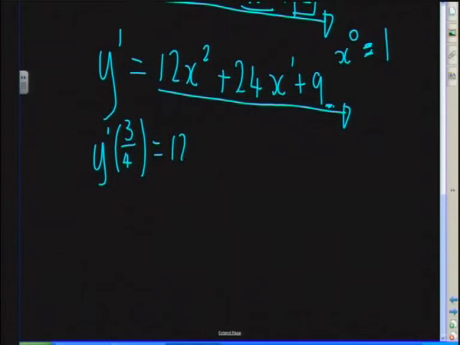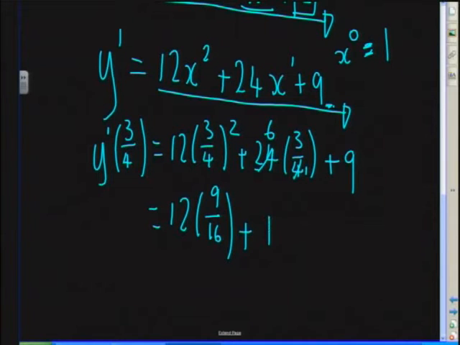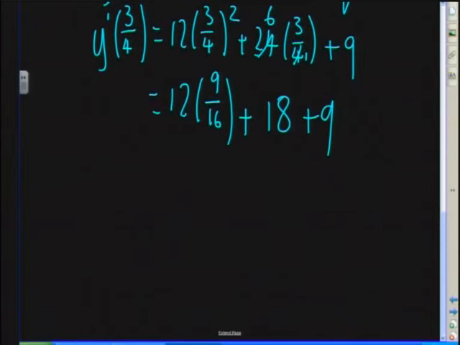We're going to say 12 times 3/4 squared plus 24 times 3/4 plus 9. This is going to give me 12 times 9/16 plus 24 times 3/4. 4 goes into itself once, 4 goes into 16, into 24, 6 times. So 6 times 3 is going to give me 18, plus 9. If you want to, you can use your calculator here.